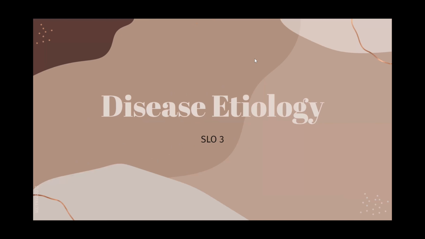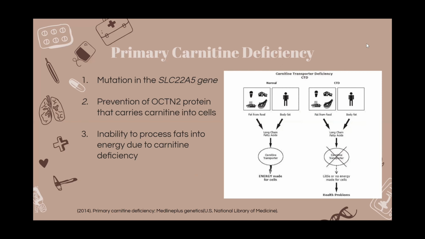So now I'm going to go into disease etiology. First, primary carnitine deficiency. So as mentioned earlier, the first step would be to have a mutation in the SLC22A5 gene. When an individual has a mutation in this gene, they do not produce a protein called OCTN2, and this protein is vital in order to carry carnitine into the cells. When carnitine is not brought into the cells, your body does not process fats into energy.